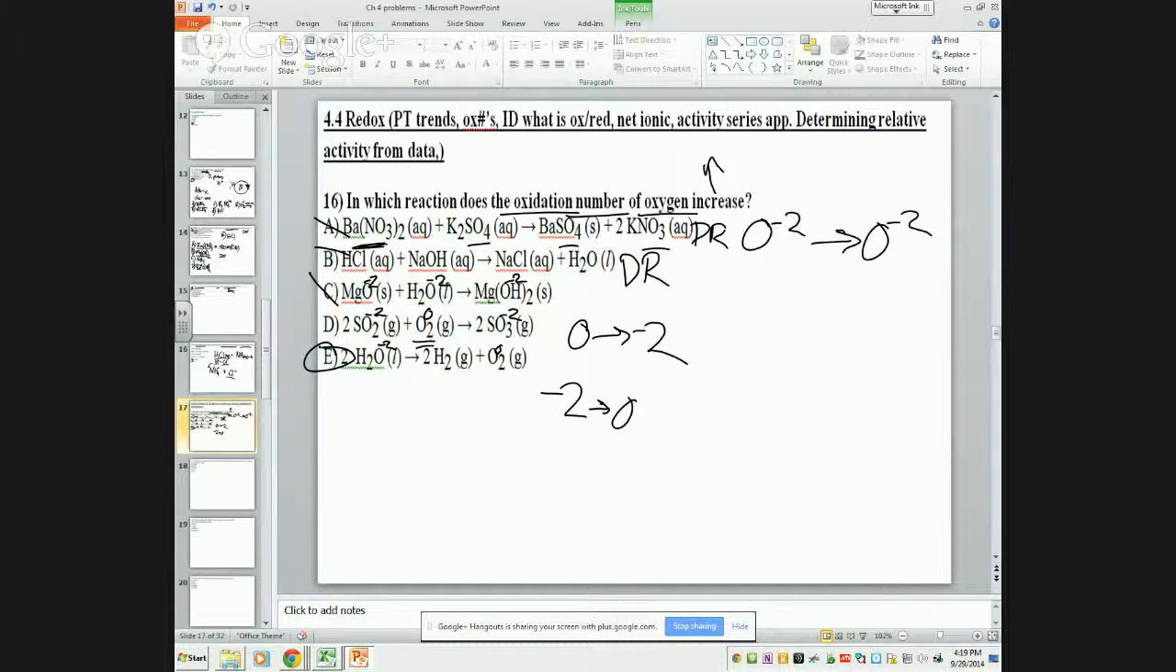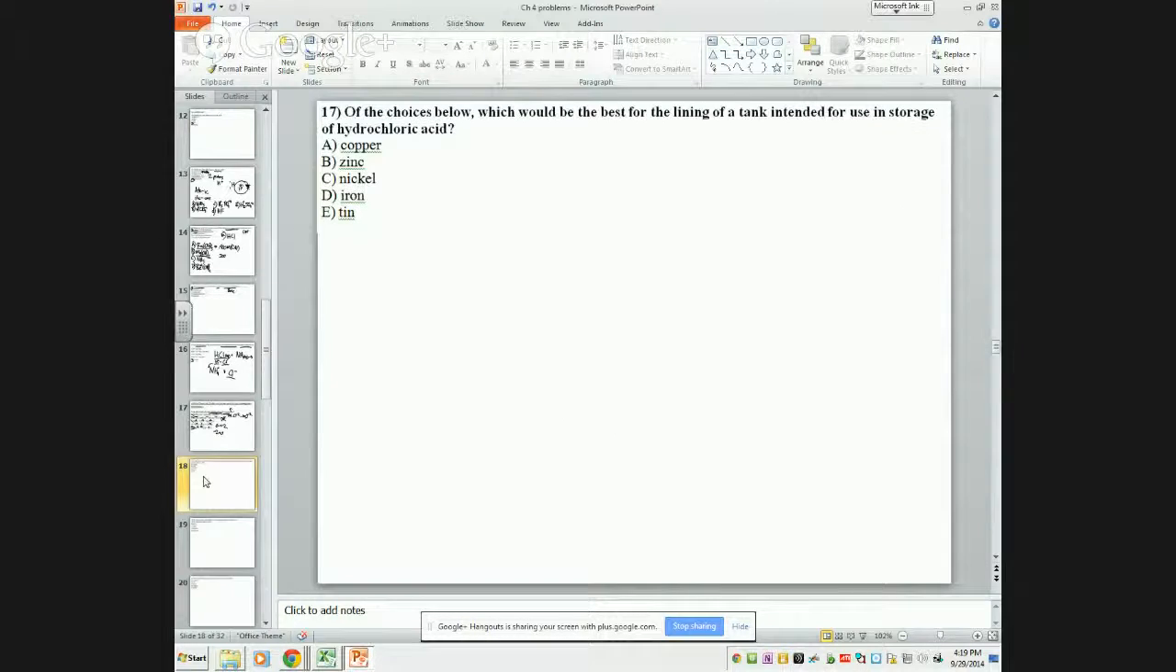All right. Let's take a look at problem 17. Set out the choices below. Which one would be best for lining a tank intended to use storage of hydrochloric acid?